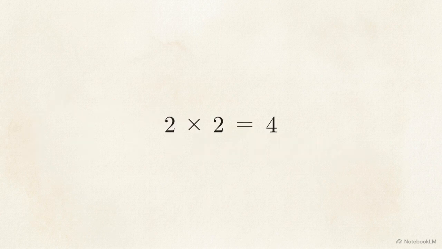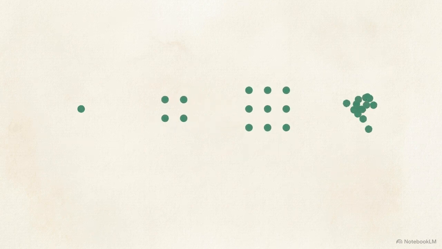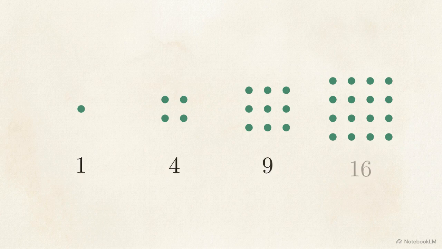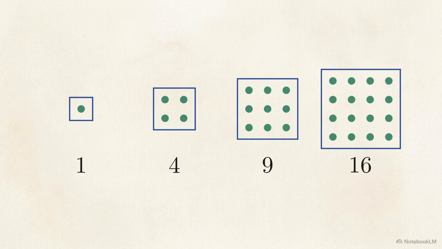Numbers can be visualized as physical shapes. The square numbers are a clear example of this relationship. Look at how these dots arrange themselves. 1, 4, 9, and 16 are called square numbers because they form perfect equal-sided grids.